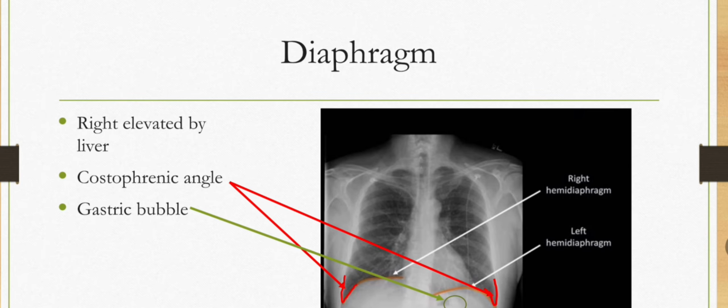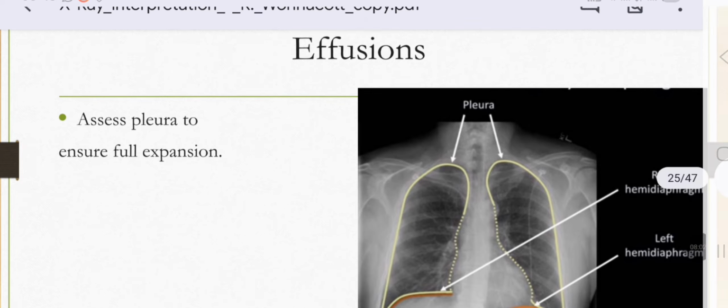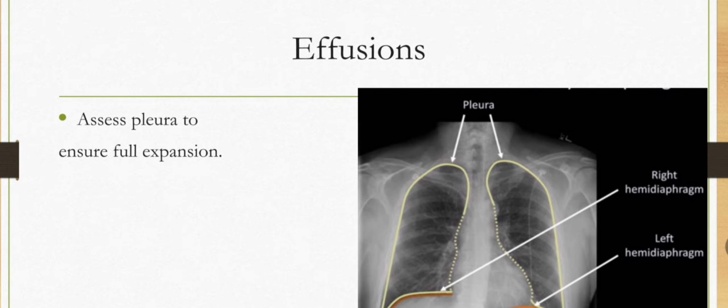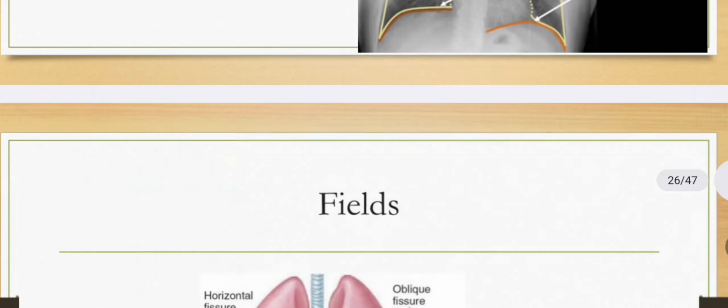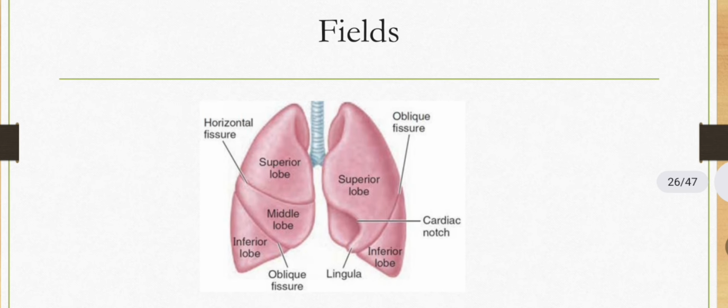Diaphragm: on the right side, it is elevated by the liver. Costophrenic angles are on the sides, and there is a gastric bubble. Effusion: assess the pleura to ensure full expansion. Right hemidiaphragm, left hemidiaphragm. Fields: oblique fissure, horizontal fissure, superior lobe, middle lobe, and inferior lobe on the right side, superior lobe and inferior lobe on the left side.